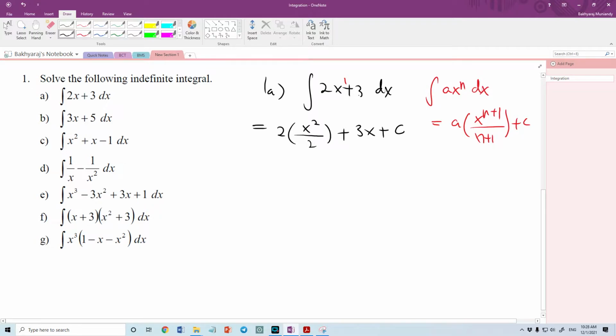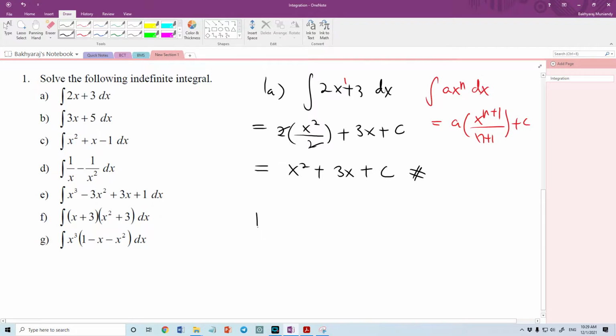So 2 over 2. And then if we see a constant, we need to add x. That's why I get 3x here. Integrate means we need to add x to a constant. Okay, so I cancel this constant, cancel. So I get x square plus 3x plus c. Okay, so this is the answer for question number 1a.